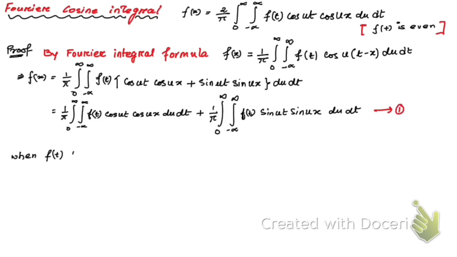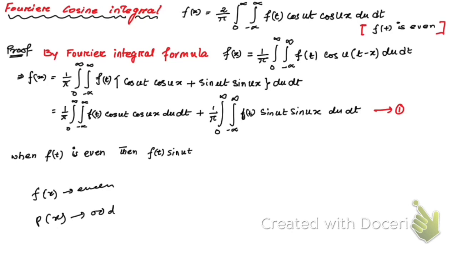So here f of t is even, and sine ut is an odd function. We know that sine is an odd function, as I have already told you that if f of x is even, and suppose p of x, another function, is odd, in that case f of minus x is going to be f of x, because this is an even function, and p of minus x, as it is an odd function, is minus p of x. We are going to get this.